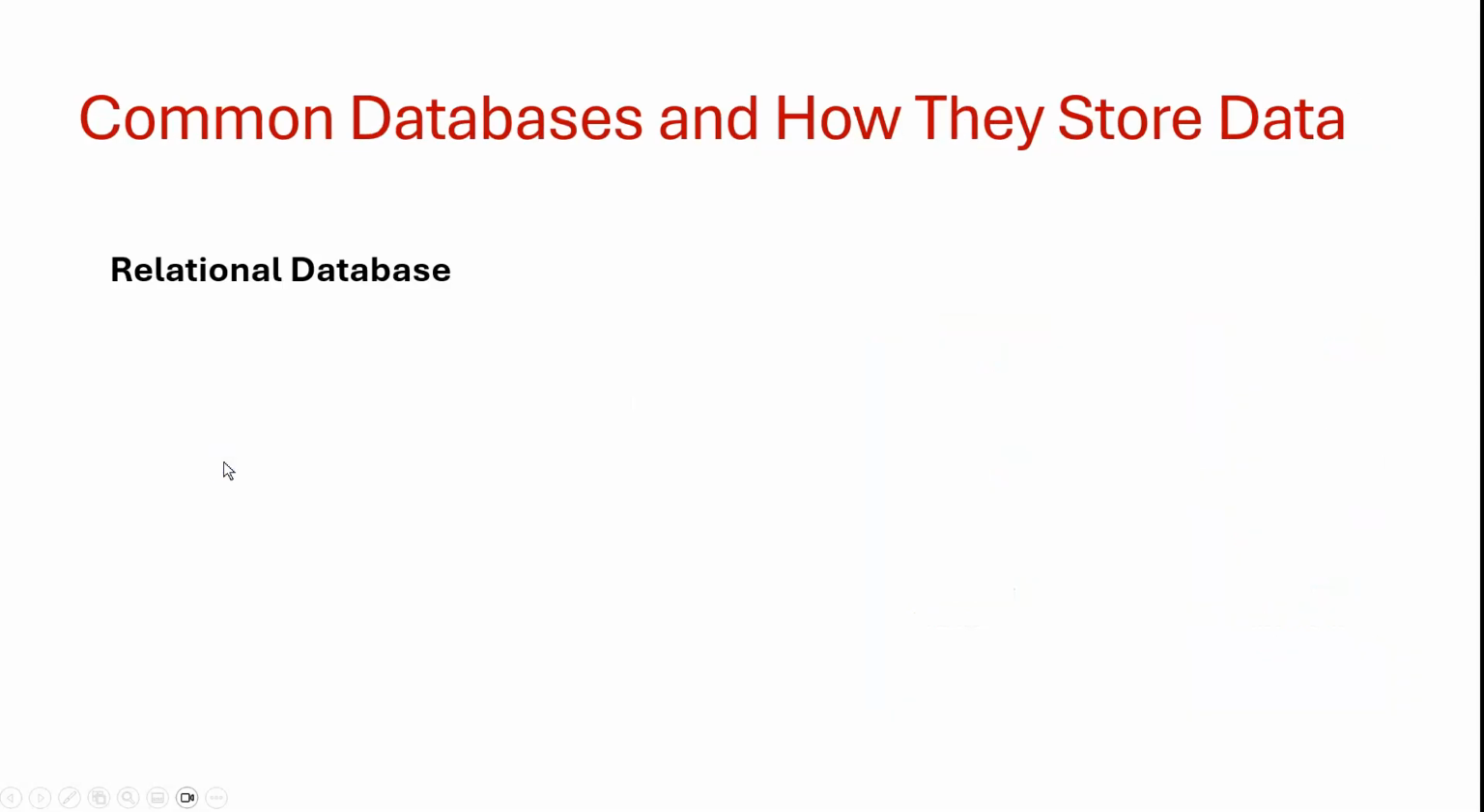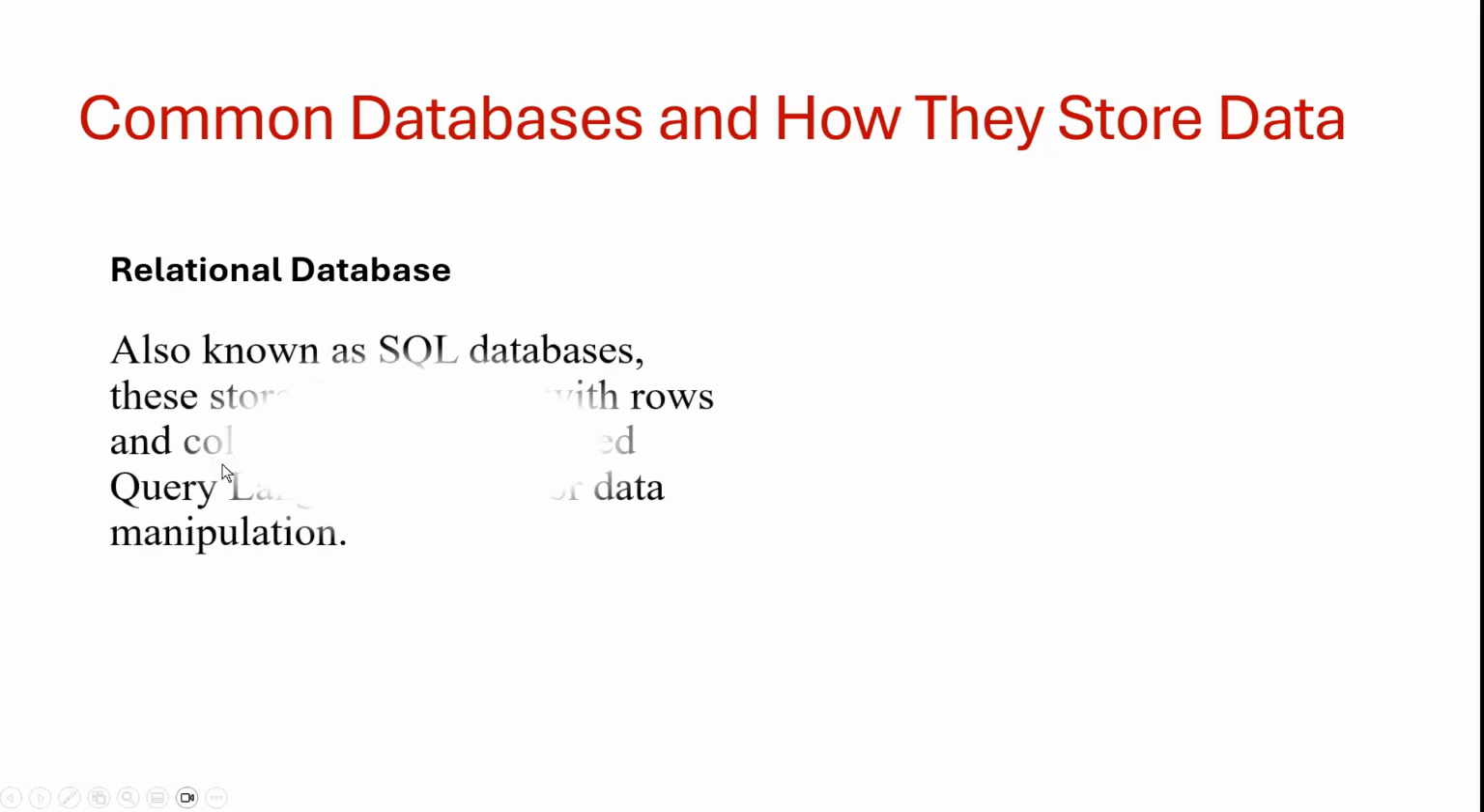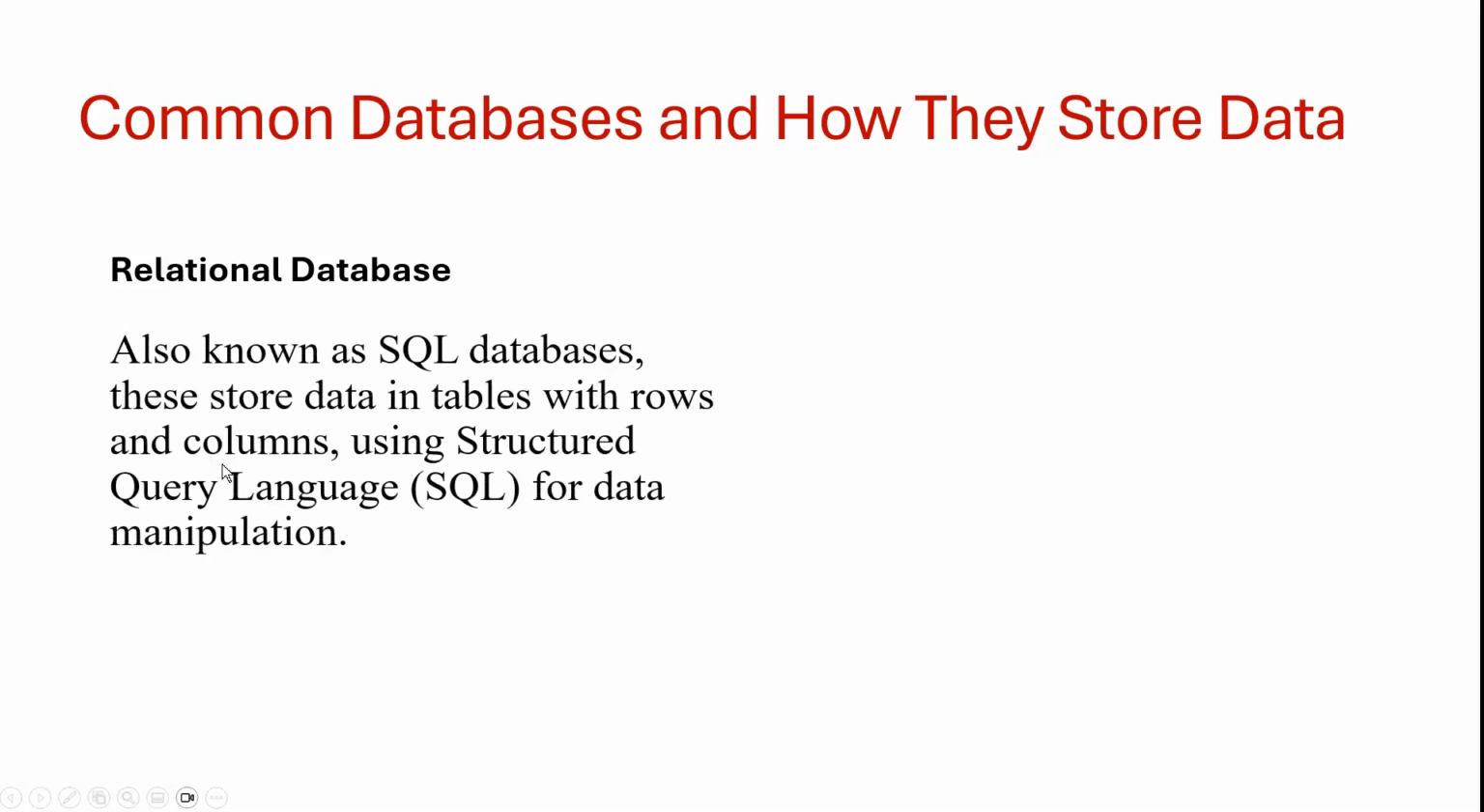Now, common databases and how they store data. I'm just going to cover two. A relational database, also known as a SQL database, stores data in tables, rows, and columns, using structured query language for data manipulation. This information is stored on a computer system. It might be a distributed system, but it's stored on a single computer.